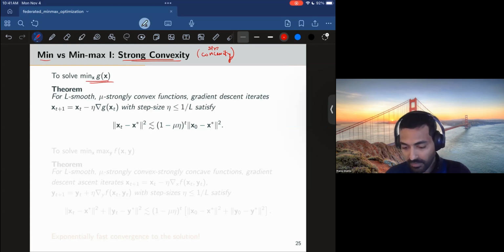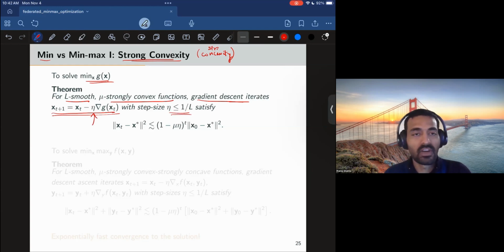So what is the result? Suppose we have a smooth, strongly convex function. We have seen the definitions of smoothness and strong convexity already. In this case, if we run gradient descent, meaning we run these kinds of iterations, and our step size eta satisfies this condition, that it is smaller than 1 over the smoothness parameter, then the iterates of our algorithm will satisfy this inequality.